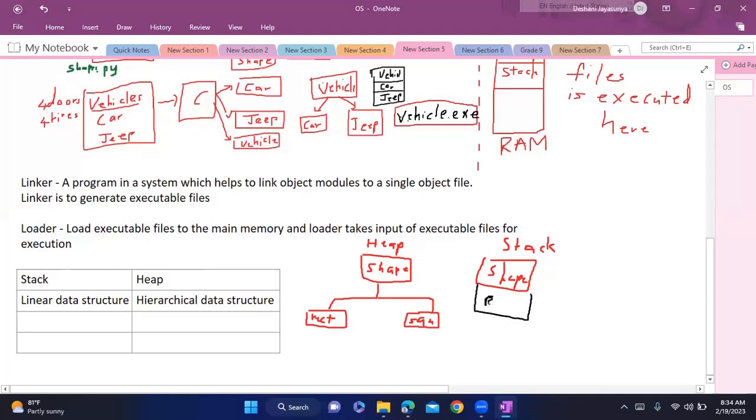So you have it inside it like this way. First it will be getting into the shape part, then the rectangle will come, then the square. So not like in the heap. Okay? So that's the difference between hierarchical data structures and linear. So one is this way.